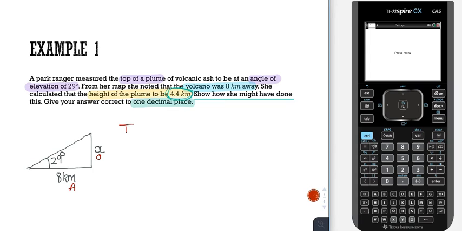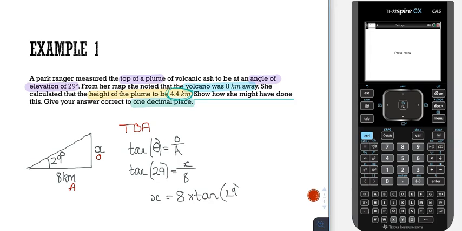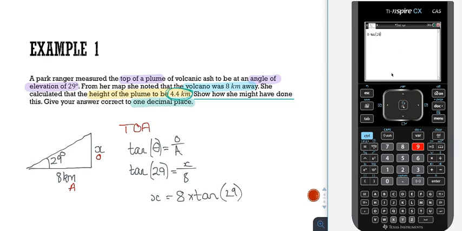So, labeling my diagram with my O and my A, so X is O, 8 is A, and we recognize that this is a situation for tangent. So tan theta is equal to O over A, and I can then substitute in values and then rearrange to get 8 times tan of 29, which I can use my calculator for. Make sure your calculator's in degrees, and I get out 4.436, etc., etc. We wanted one decimal place, so this is 4.4, and it's in kilometers.